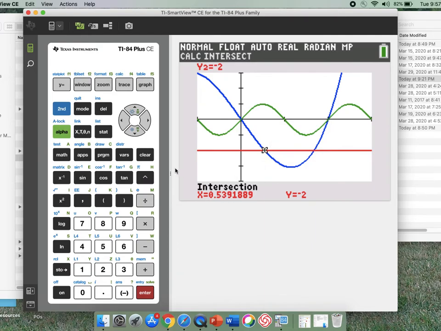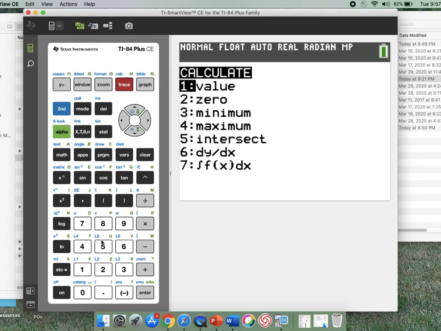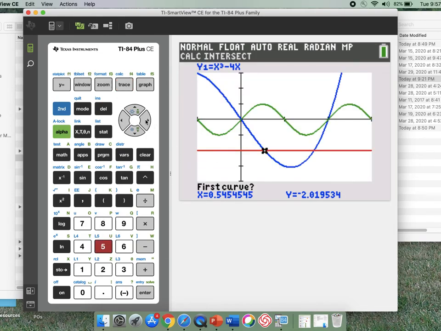That's going to be my lower bound. Okay. And then now I'm going to repeat the process for the point of intersection over here. So I am going to scoot over close to that point of intersection and then do a second calc again, 5 for intersect. Oh, I guess it put me back there. Okay, so now I'm going to scoot over by using my arrow key. I'm going to pick the first curve, which is the blue curve, and then the second curve, which is the red curve, and then my last guess here. And so that point of intersection is 1.675. That's going to be my upper bound.